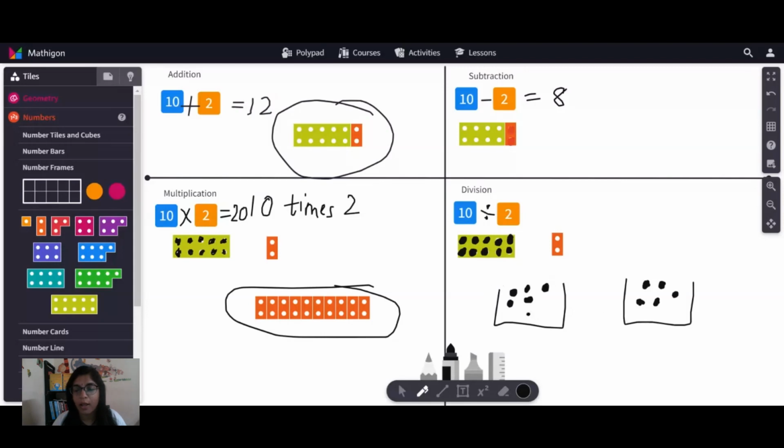And now, what is the answer to this? What is there in one bucket? How many are there? One, two, three, four, five. So 10 divided by 2 is 5.